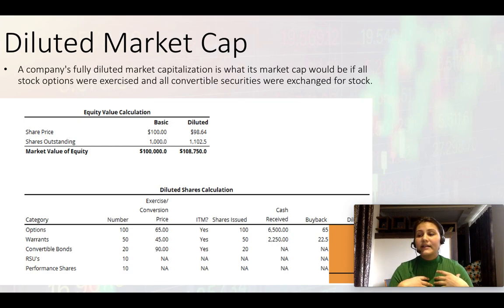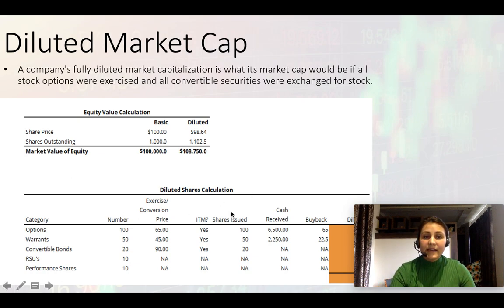For example, if I say that I have joined ABC organization, and at the time of joining they told me that you will get 50 options with the tenure of 5 years. Once you have completed 5 years in this organization, you would be able to exercise those options. That means those options would be converted into shares, and then the number of shares outstanding in the market has changed.